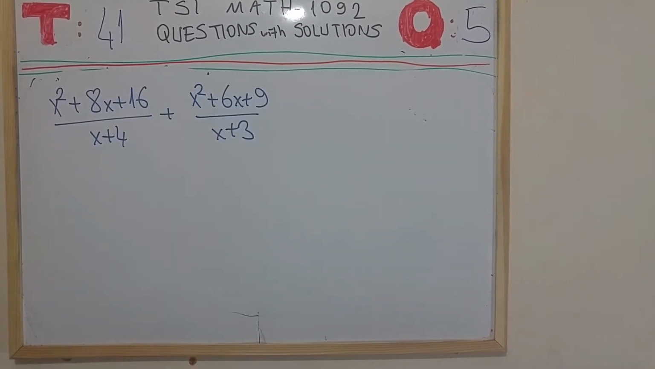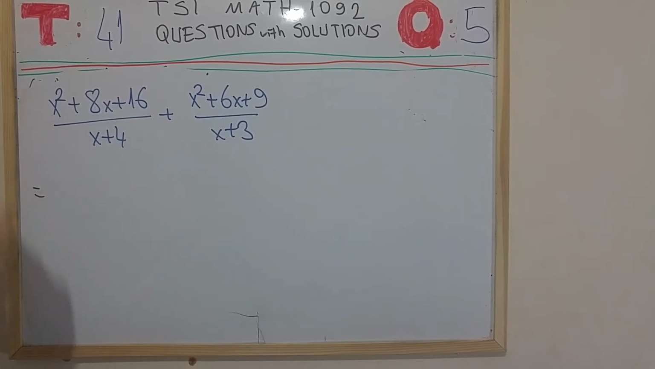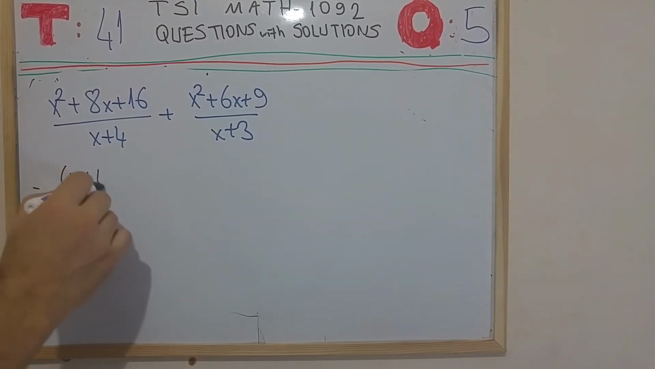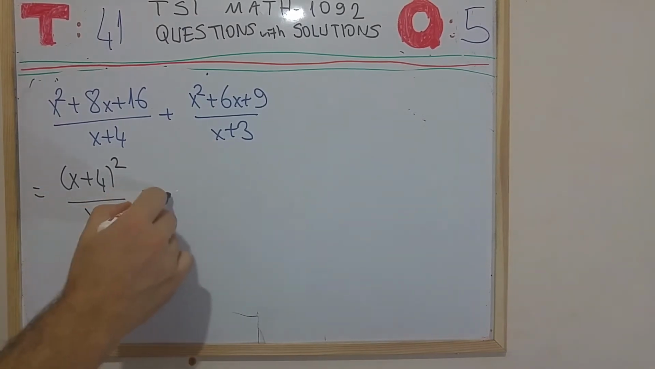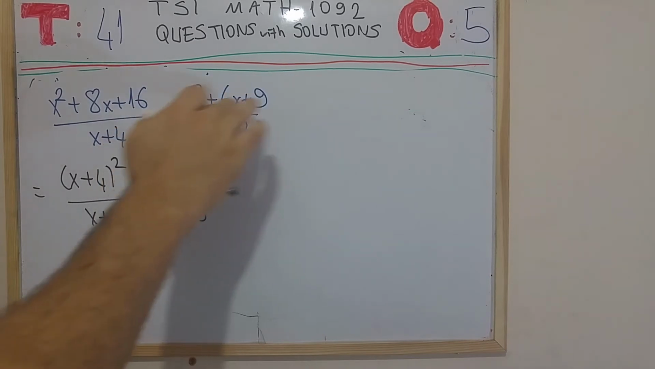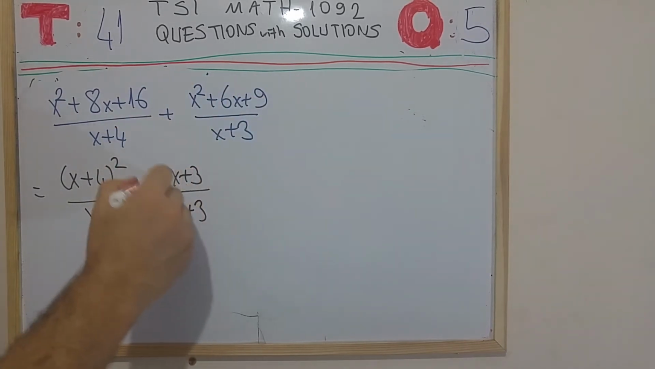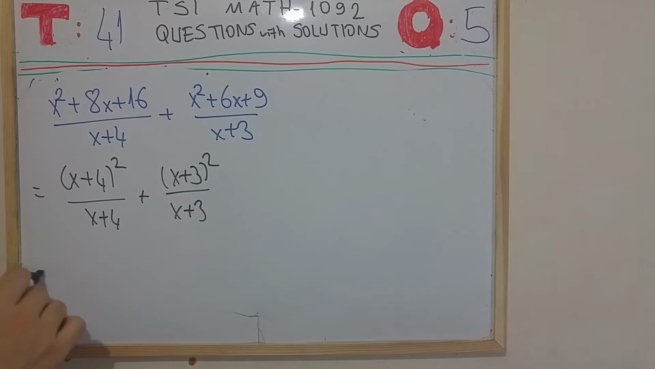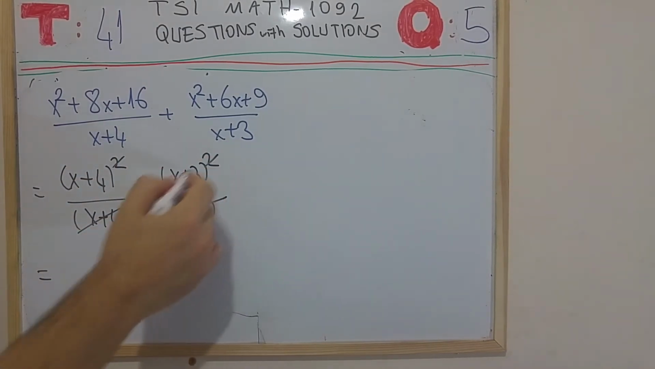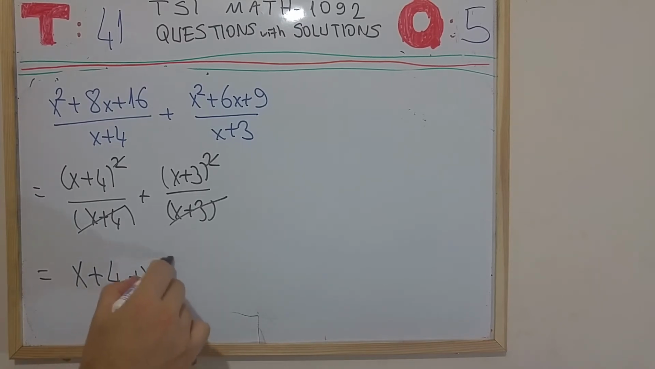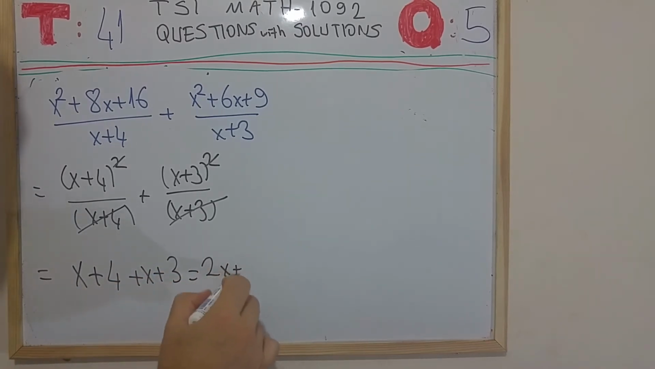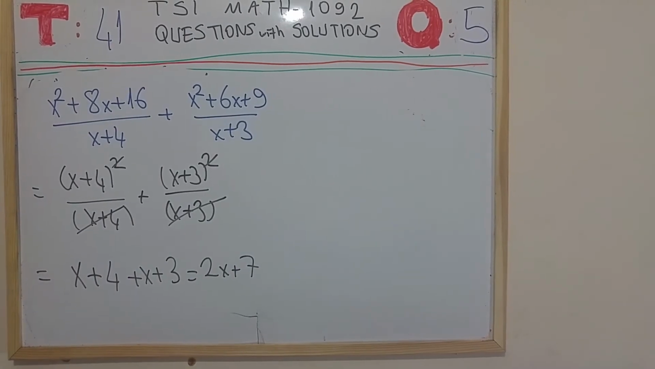Here's how to do this question. This term here is actually x plus 4 squared divided by x plus 4, and this is x plus 3 squared. So it turns out this way. This cancels out this one. This cancels out this one. There's no square anymore, and there's no denominator. What I only have is x plus 4 plus x plus 3, which gives 2x plus 7.